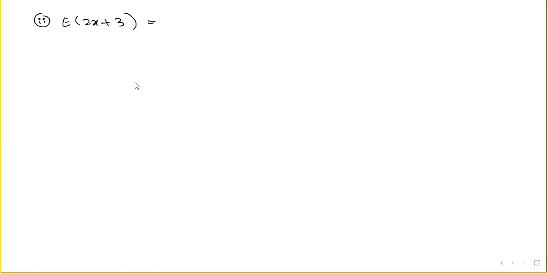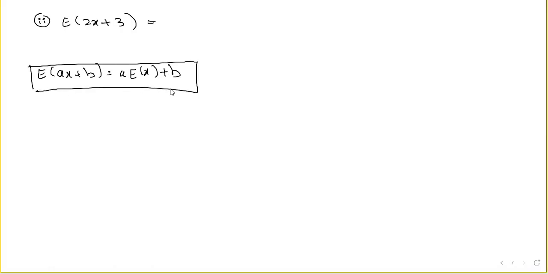What does our property say? Expected value of ax plus b is equal to a into expected value of x plus b. This is our property, right? So here instead of a we have 2, instead of b we have 3. So this is equal to 2 into expected value of x plus 3.